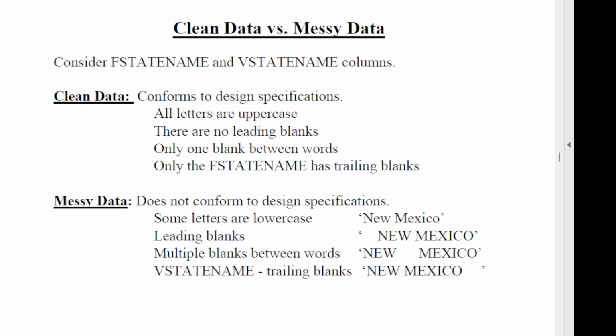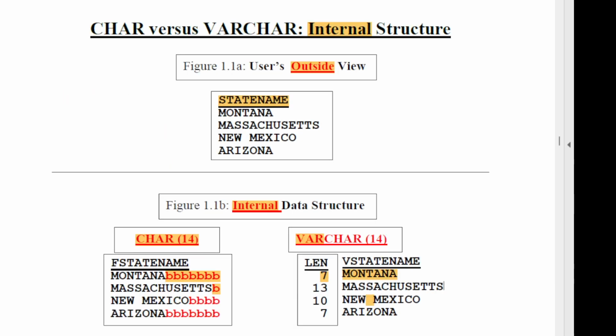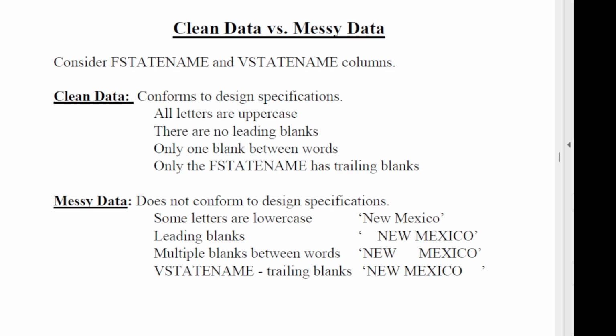Clean data versus messy data. Let me go back to the preceding page. For tutorial purposes, I emphasize that the state name is a fixed state name with an F in front of it and a variable state name with a V in front of it. Now when I talk about F state name, I'm talking about a column which is stored as a CHAR data type. And when I say V state name, I'm talking about a column that's stored as a VARCHAR data type.